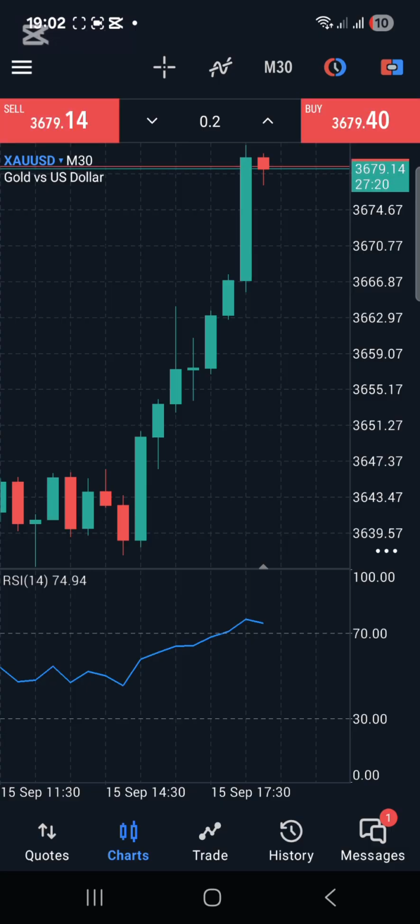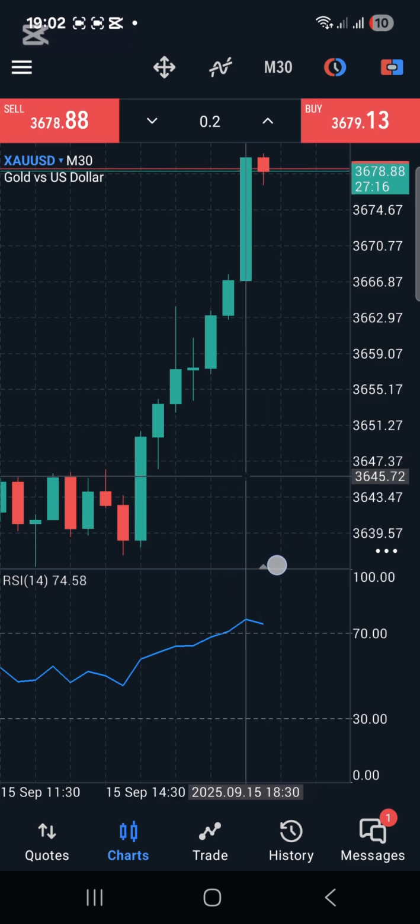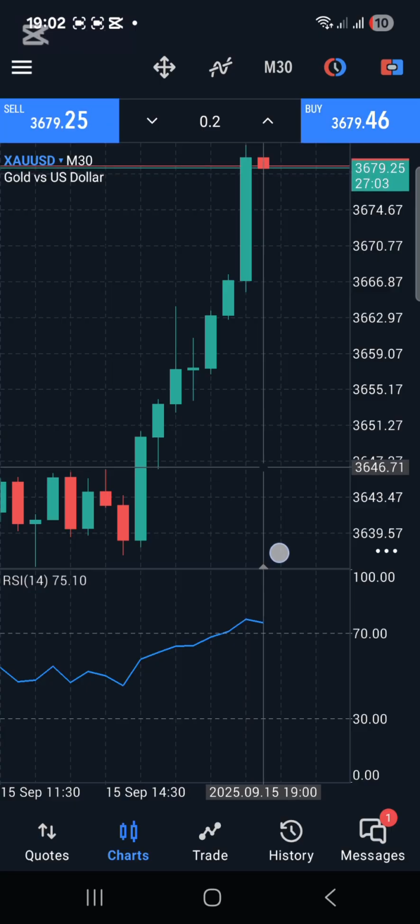And then the other thing we want to know about is this plus sign. It shows the specific time. As you can see here, down here it's written 2025 September 15th at 18. This candle was forming at 18:30 because we are on 30-minute time frame.